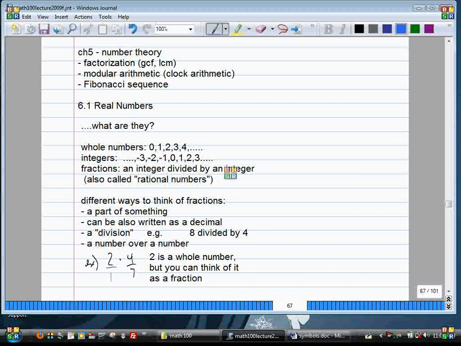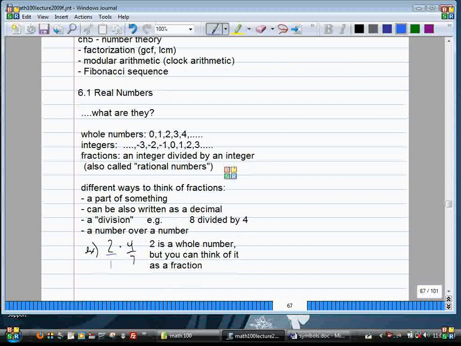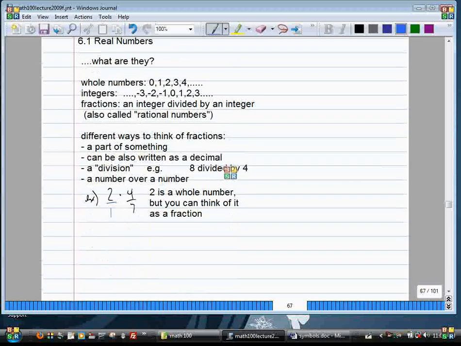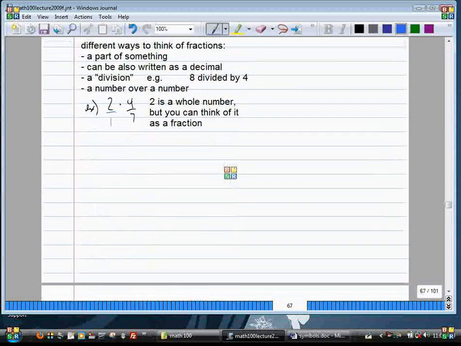So the idea of fractions is actually somewhat sophisticated, in that there are many different ways that you can think of fractions. Sometimes something like the number 2 could be thought of as a fraction, or you could think of it as a whole number. So already we're getting into slightly dicey territory once we start talking about fractions. We haven't talked about real numbers yet.